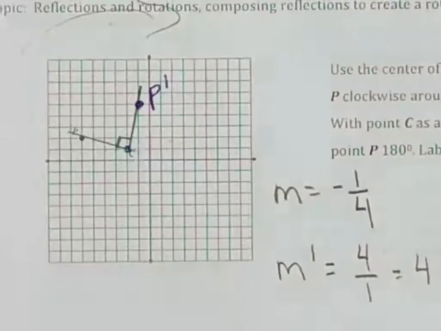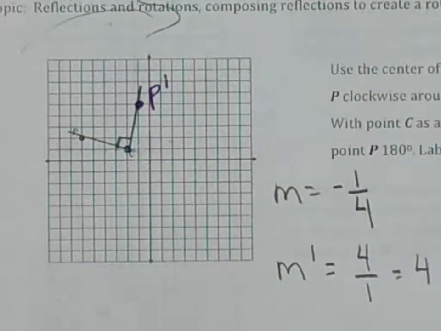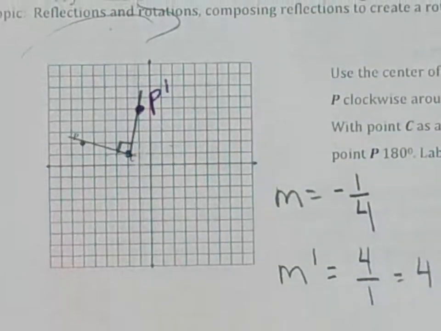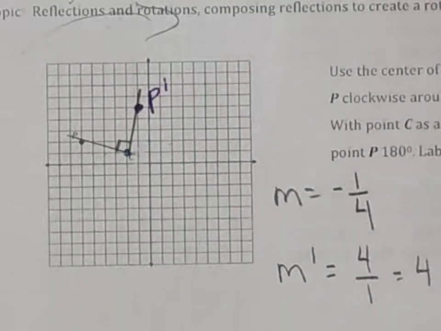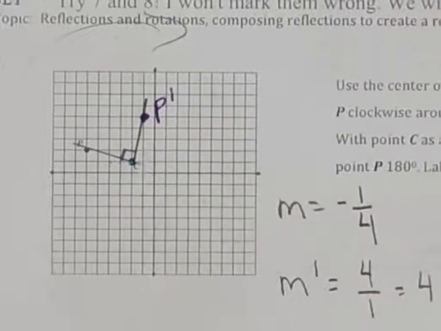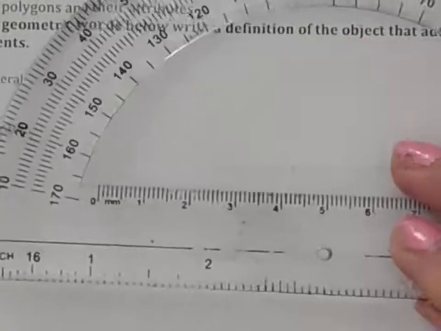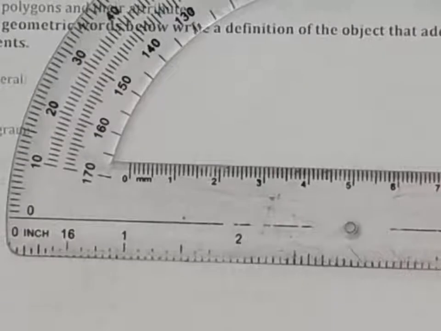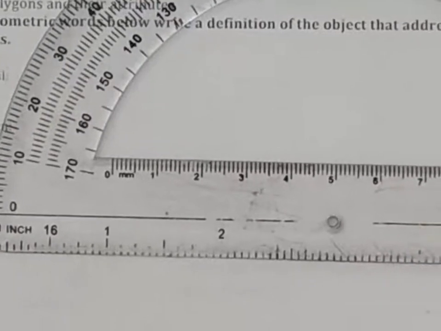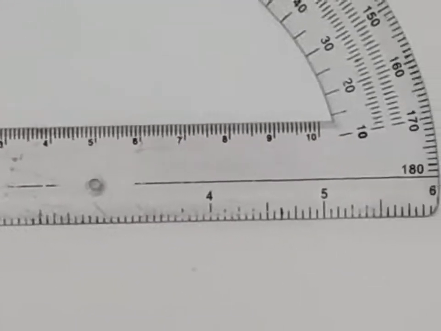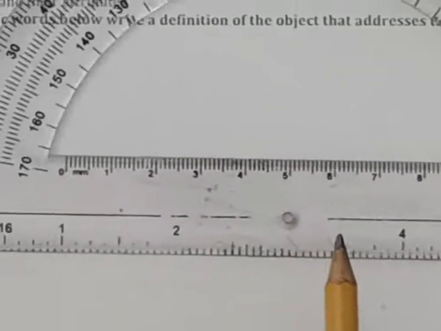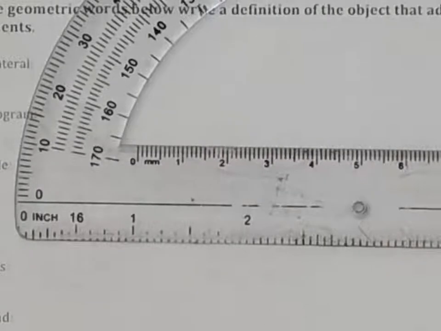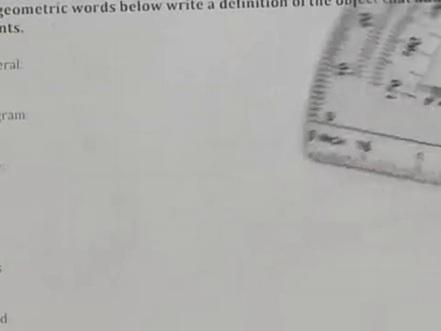Okay. Rotating 180 degrees. 180 degrees is just a straight line. Oh, I put that way too high. Hold on. Rotating something 180 degrees, 180 degrees is a straight line. Oh, it's on the other side. This line right here is 180 degrees. So if you're rotating a point 180 degrees, you're rotating it along a straight line.